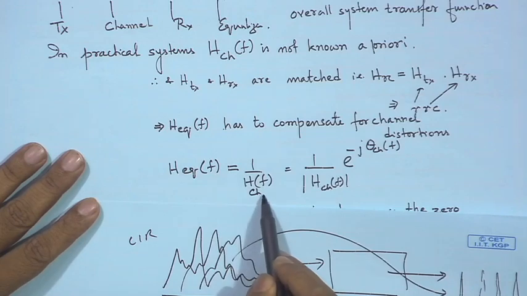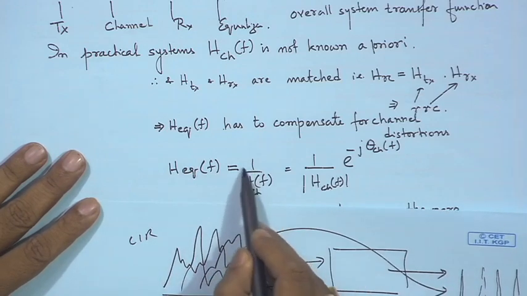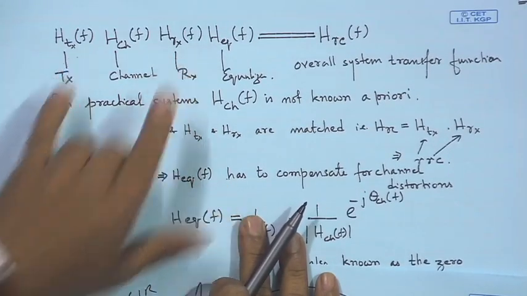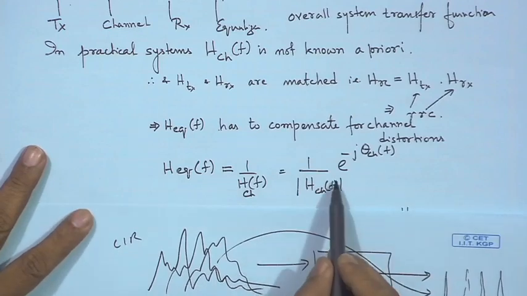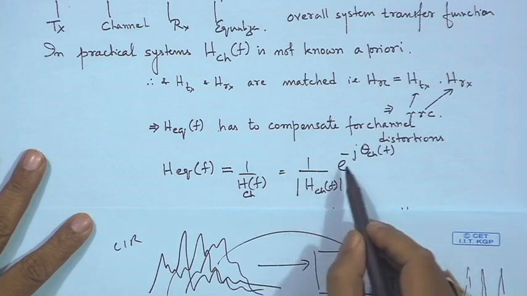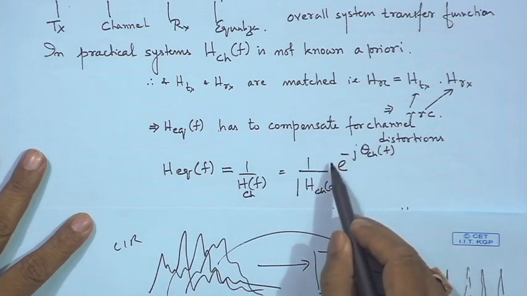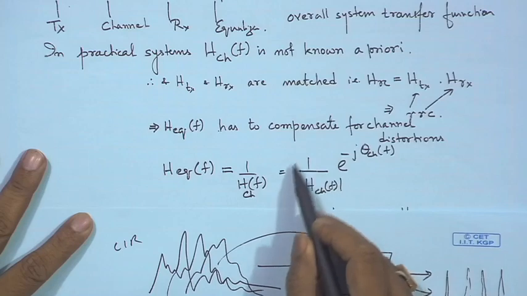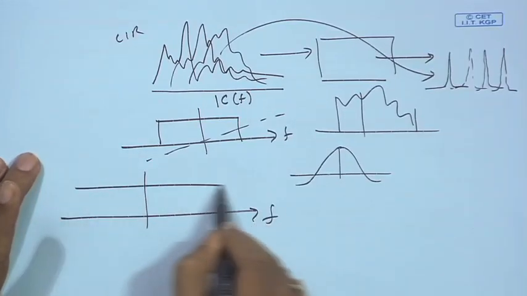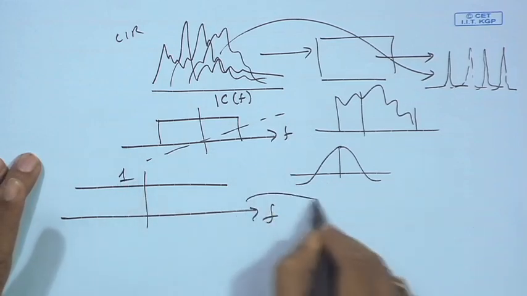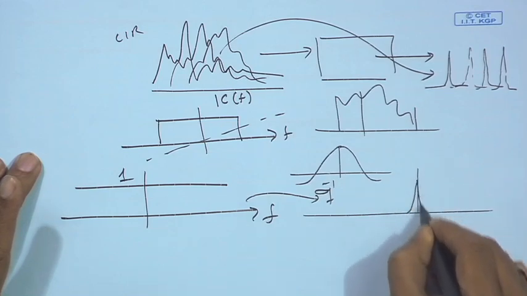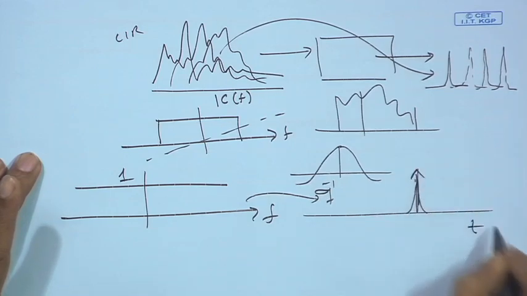transfer function. That means when these two are multiplied, it produces a 1, leaving these two products to give a raised cosine. That means the gain is the inverse of the gain of the channel transfer function and the phase is the conjugate of the phase of the channel transfer function. So, together they produce a 1 as the frequency response. If you take the inverse Fourier transform, it should produce an impulse in the time domain.